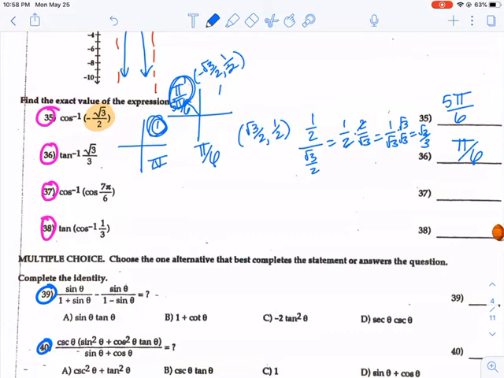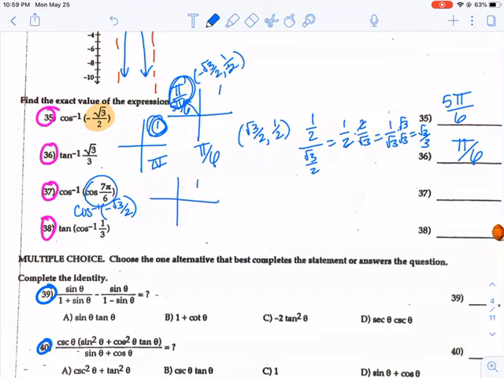All right, so for 37, it says inverse. So first start with this. What's the cosine of 7π/6? Well, the cosine of 7π/6, by just looking at your unit circle, is negative rad 3/2. But that's down in quadrant 3. So now what I'm saying is, what's the inverse cosine of negative rad 3/2? It's not going to be 7π/6 because that doesn't fit into our restrictions.